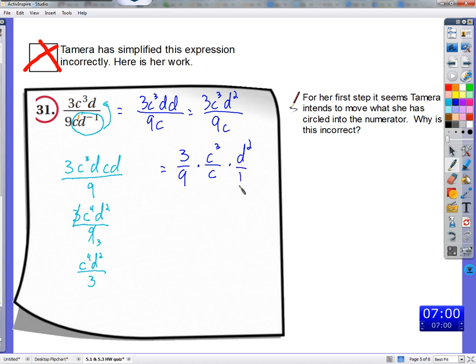And really we could write it any way we want. We could write 3 over c, that could be a fraction, and c cubed over 1 and d squared over 9, okay? That would make a whole lot of sense, though. We would have unlike bases together.